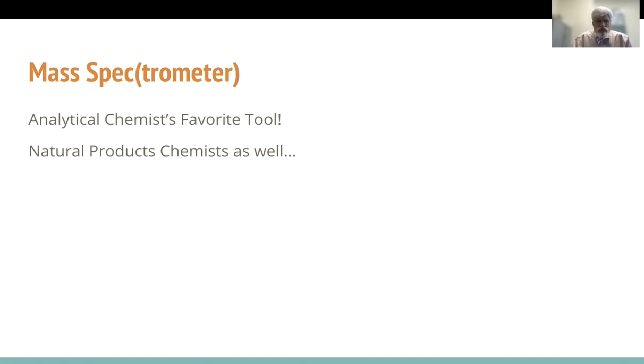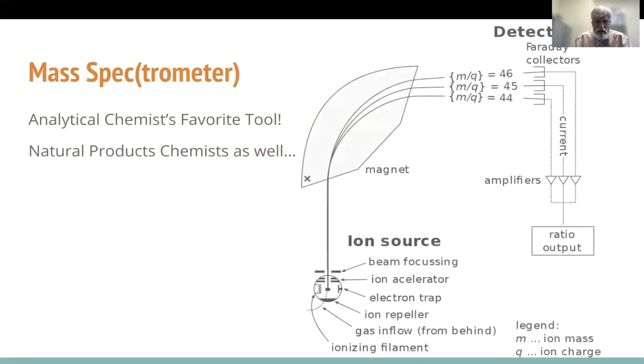Analytical chemist's favorite tool. Natural products chemists love these things as well because they're very effective at helping us to identify complex molecules on the basis of the mass that the original molecule had, as well as the mass of fragments that come from that molecule when bombarded by electrons. Basic outline of this device is as follows.